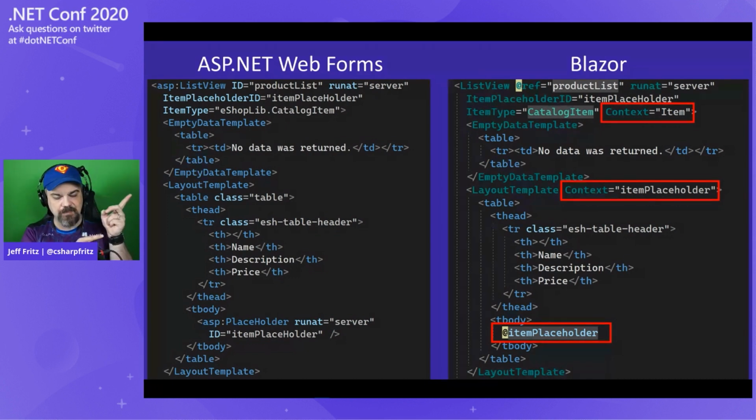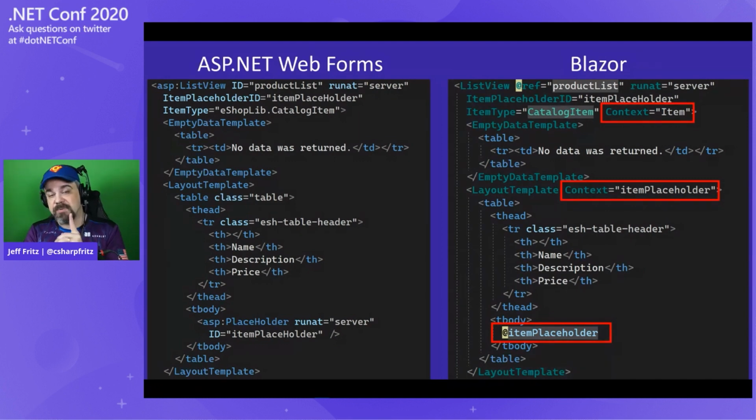Well, now instead of having ASP:ListView, I just have ListView. And I can put an @ref instead of an ID, right? That's the way in Blazor we reference models, we reference parameters inside of our class. Run @server, I can tell Blazor to ignore that. So maybe we just allow that to copy over and just get ignored. Item placeholder ID, well, I know what that is. Item type, okay, that's a catalog item. I can figure that out. And the context, right, that's our data that we're going to repeat. That's our placeholder that we're going to use inside of our rows. Well, I want it to look just like it does in web forms, so I'll call that item as well.